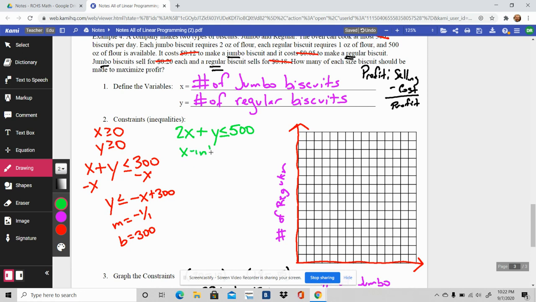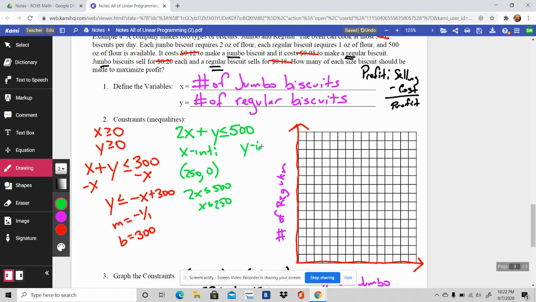If you want to find the x-intercept, that means that your y value is 0. So you're going to replace y with 0, and you're going to solve what's left. So that would give you that 2x is less than or equal to 500. That would give you that x is less than or equal to 250. So the x-intercept would be at 250.